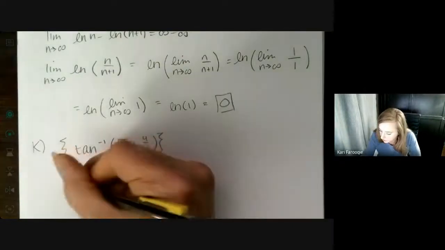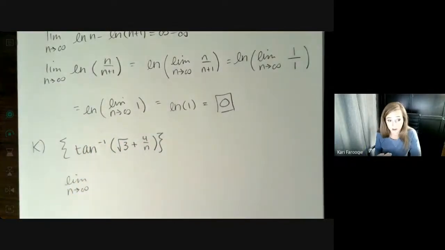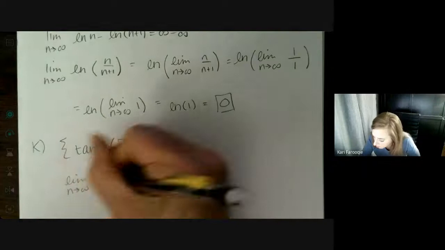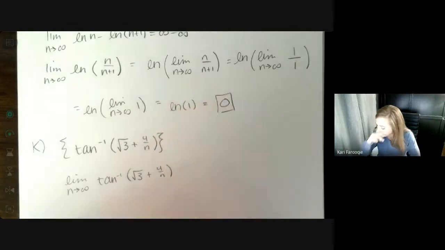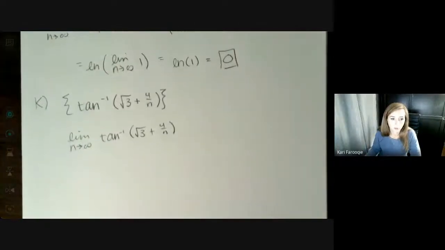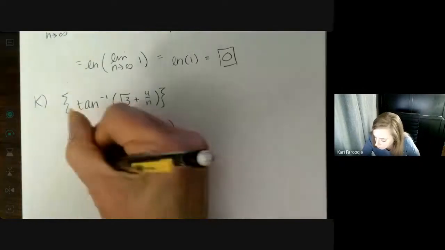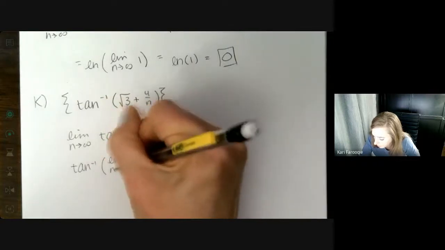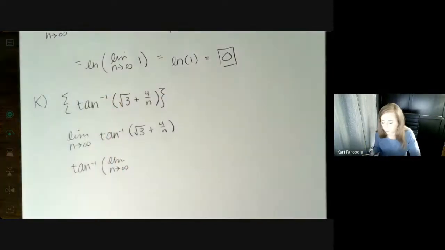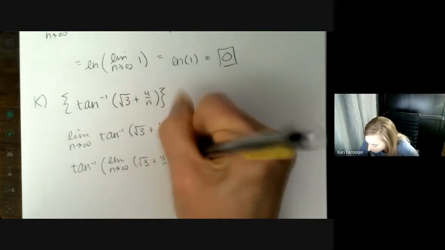Okay, so we can take the limit as n approaches infinity, and we're going to apply the same thing here. Instead of actually taking the limit of the inverse tangent of the square root of 3 plus 4 over n as n approaches infinity, we can apply the inverse tangent to the limit. So just this whole idea of being able to move this limit inside and outside of the function. I know that really wasn't in one of your properties, which is why I want to show it. It's a general rule, but it was not specifically stated as one of your properties.